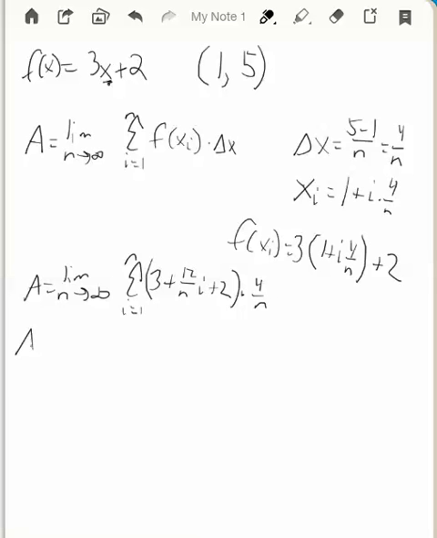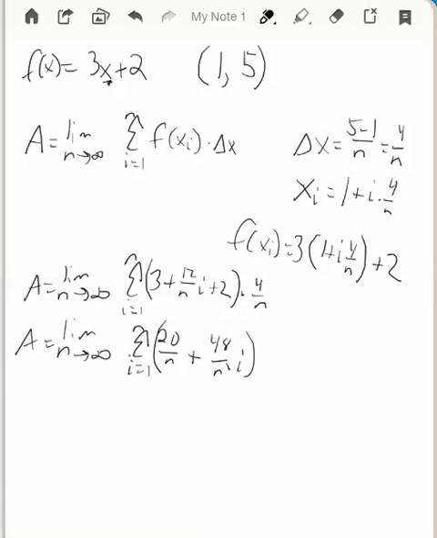Okay, let's clean that up again. So that's 5, really, right? 3 plus 2 is 5, times 4 over n. So that's 20 over n plus 48 over n squared times I. And those are all my pieces. So it's a little trickier. This part may look a little familiar if you looked at the last example, but the 20 over n might throw us off.